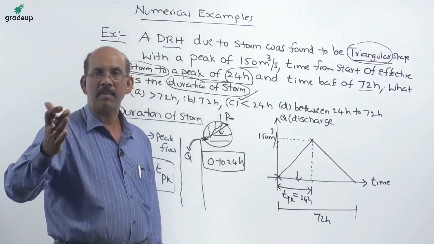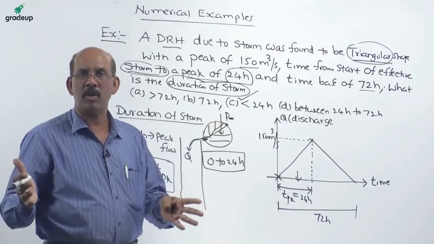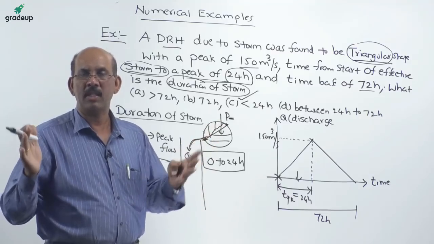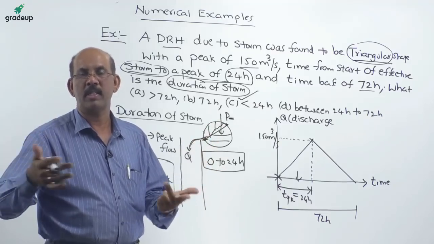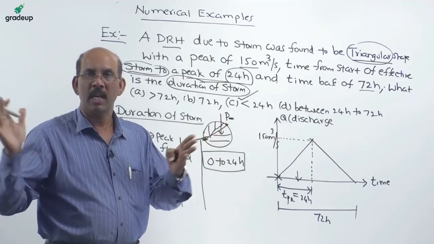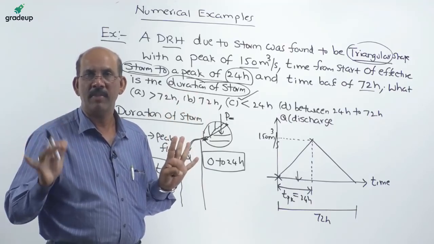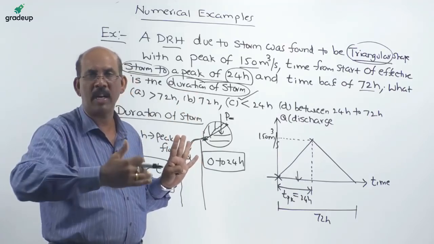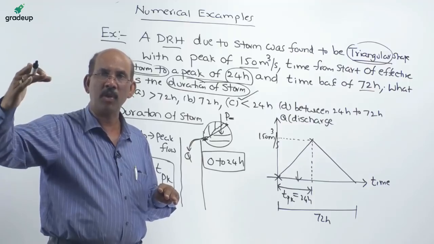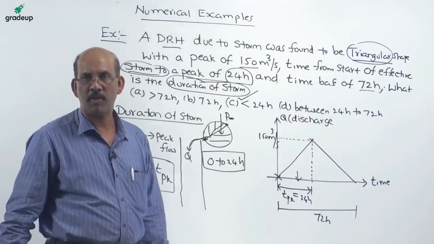Sometimes the rainfall has occurred between 0 and less than 24 hours, say 23 hours, 22 hours, 21 hours, but the duration is less than 24 hours. The rainfall has continuously occurred, then the flow reaches the river. At exactly the 24th hour, the flow is peak. So, the answer is less than 24 hours.